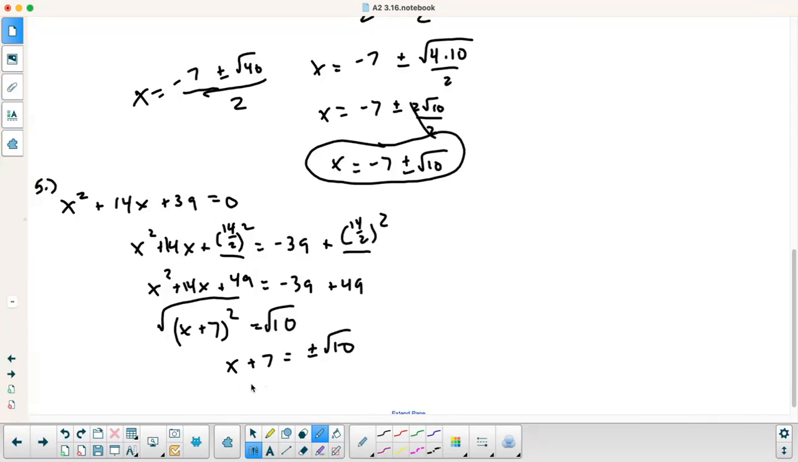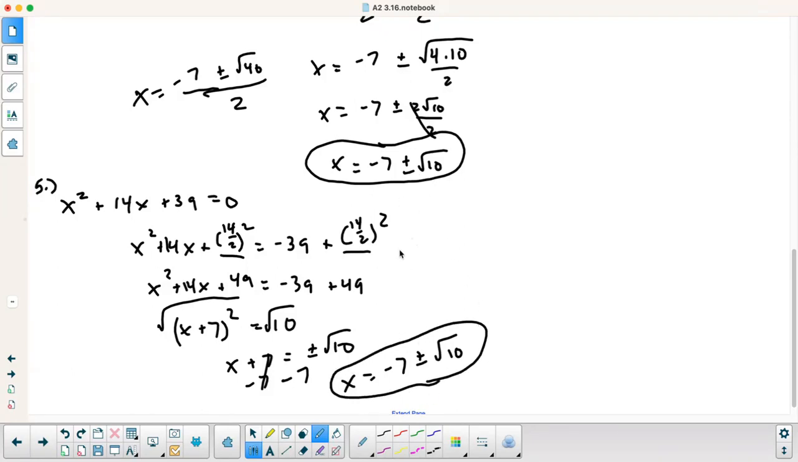And then I got to get x by itself, so I have to subtract 7 from both sides. And check it out, I get the same answer that I got with the quadratic formula when it's simplified. If you don't simplify it, they might not look the same. All right.